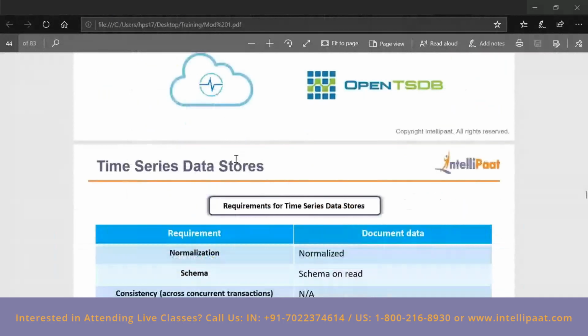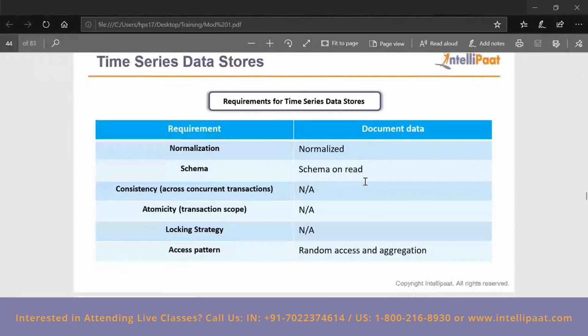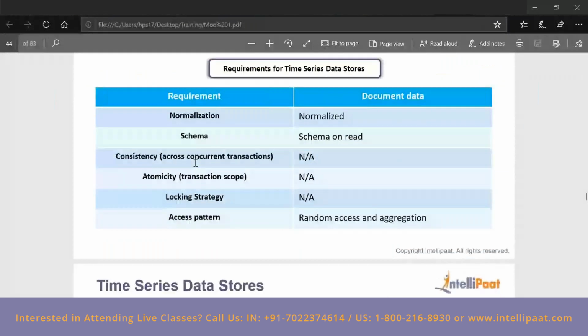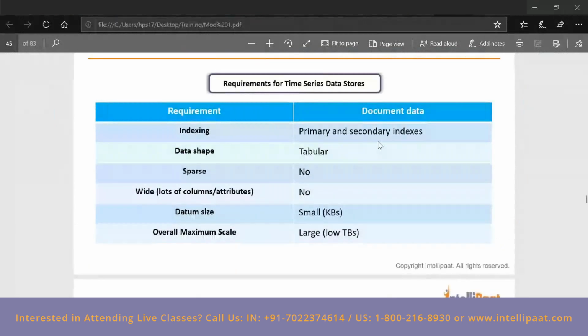Okay. Here again, the data is normalized. Schema will be applied when we read the data. Consistency, atomicity, locking strategy, they are not relevant to this type of non-relational database. Again, it has random access and it does aggregation. Both primary and secondary indexes are supported. Your data shape is tabular, and it does not support sparse and wide data.